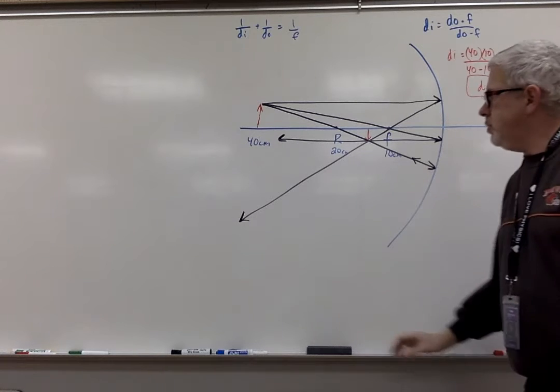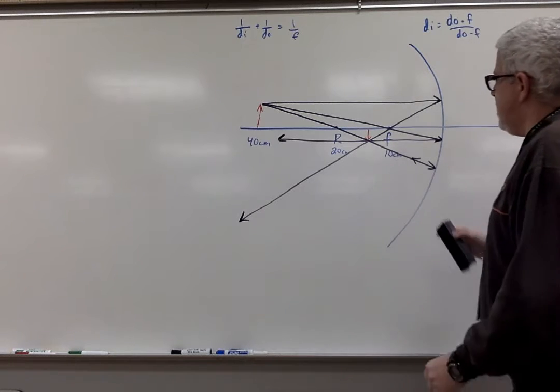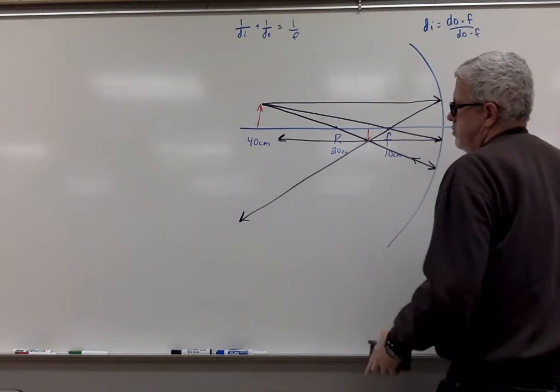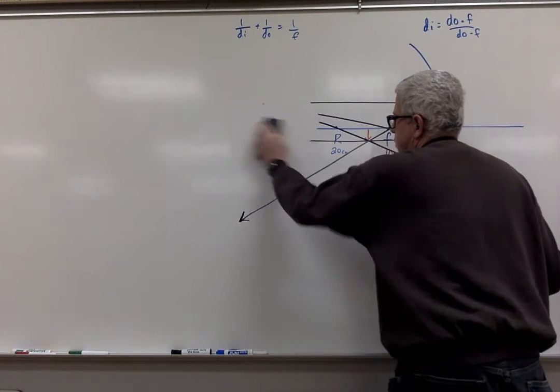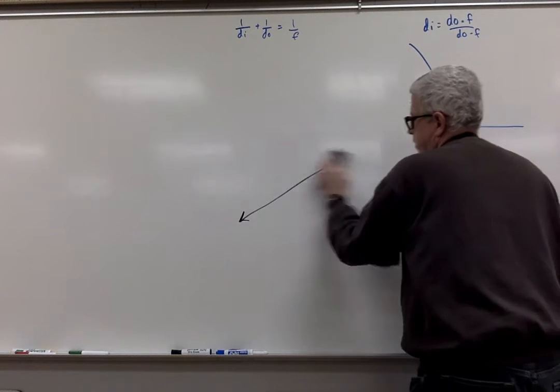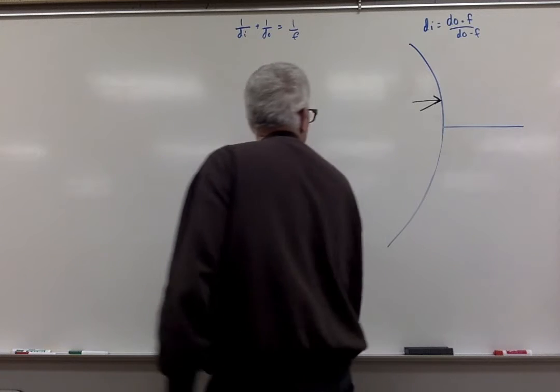So next I'm going to do another example. Same type of mirror, same focal length, but I'm going to move the object in closer. I'm going to try to simplify it and only draw 2 light rays at this point.